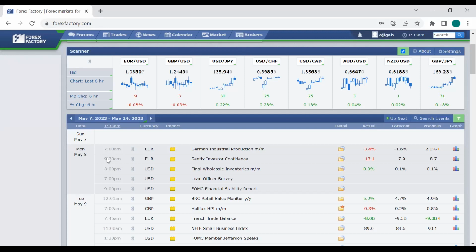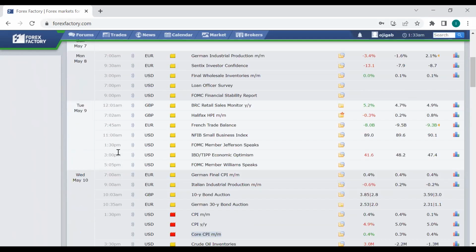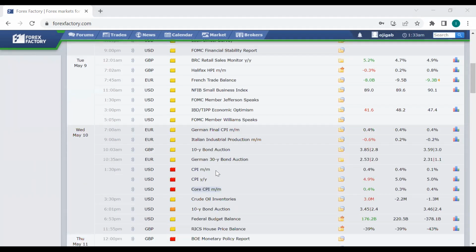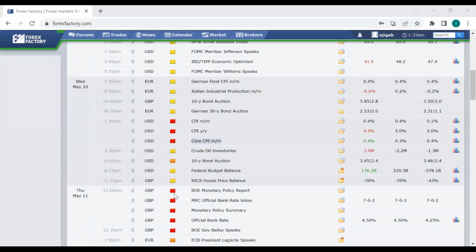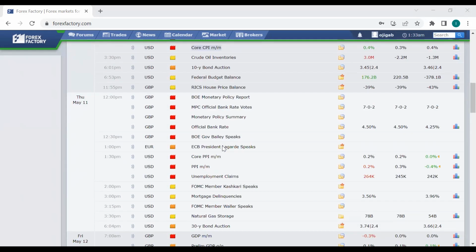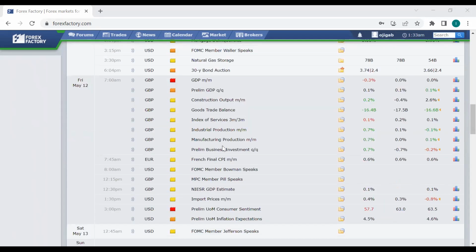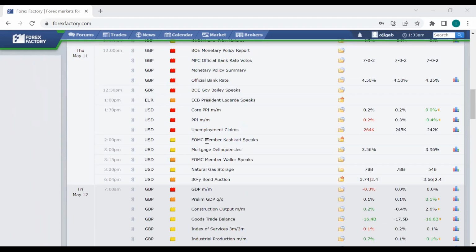So from last week, two of the major events that occurred in the market were, on the USD, the core CPI data. We also had major news coming out from the Bank of England. We also had the unemployment rate change, unemployment claims, which also affected the USD, and also the PPI data.